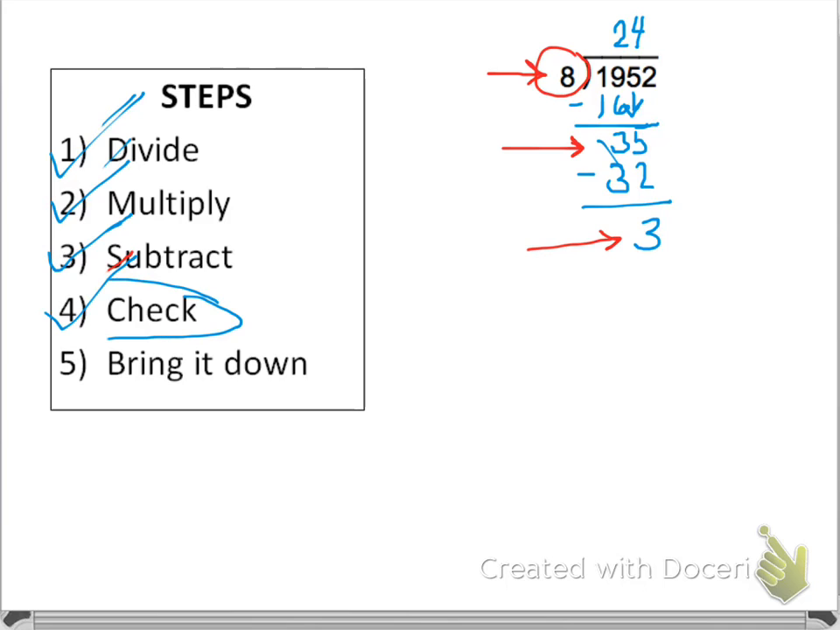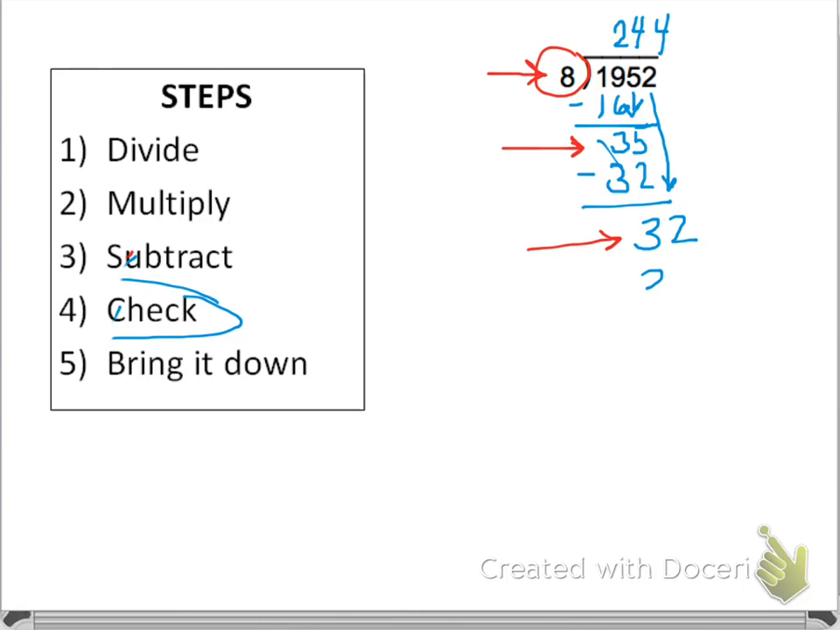So we're done our check. Now we're going to bring it down, and we're going to bring down that last 2. All right, now we're starting again. So first step, divide. How many times can 8 go into 32? 8 goes into 32 4 times.